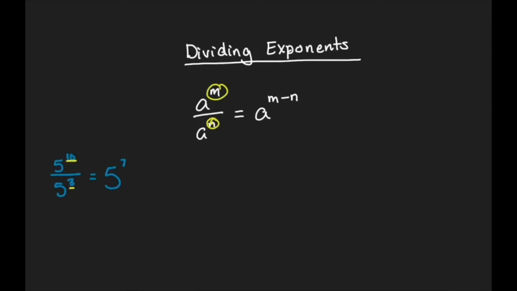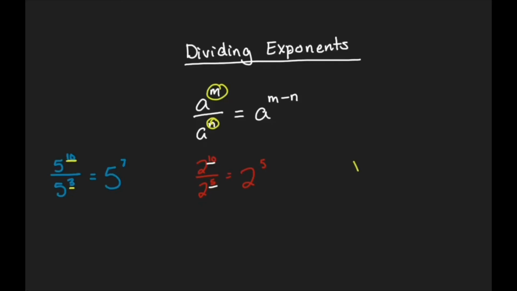Let's do another one. Let's do 2 to the 10th power divided by 2 to the 5th power. All we have to do is subtract our exponents. So our 10 and our 5, we subtract them, we get 5. That's our quotient. It's the same thing if we were to do this with variables.